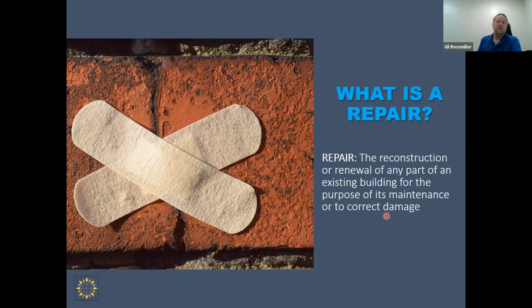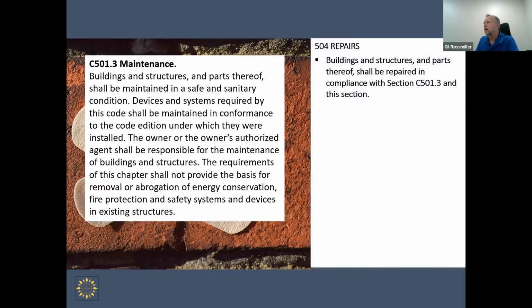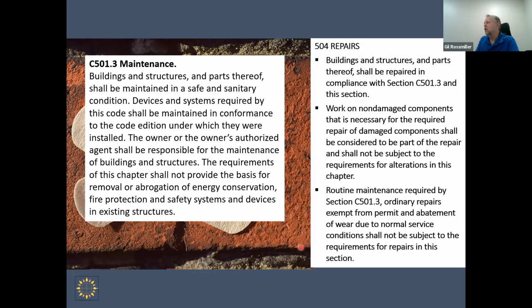Is there an opportunity to make some improvements? Go for it. But it's not something the code official can make them do. Put it back the way it was. It's just simply a repair. It just talks about maintenance, and we went through that earlier. Same exact section. Work on non-damaged components that is necessary for the required repair of damaged components shall be considered part of the repair and is not subject to the requirements for alterations in this chapter.